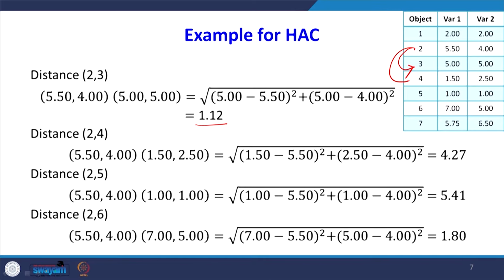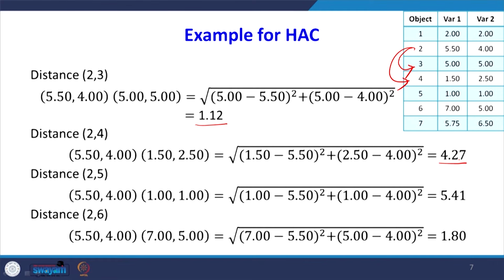Now, 2 and 4. 5.5 comma 4 is the position of 2, the position of object 4 is 1.5 comma 2.5. So, the distance is 1.5 minus 5.5 whole square plus 2.5 minus 4 whole square, that is 4.27.